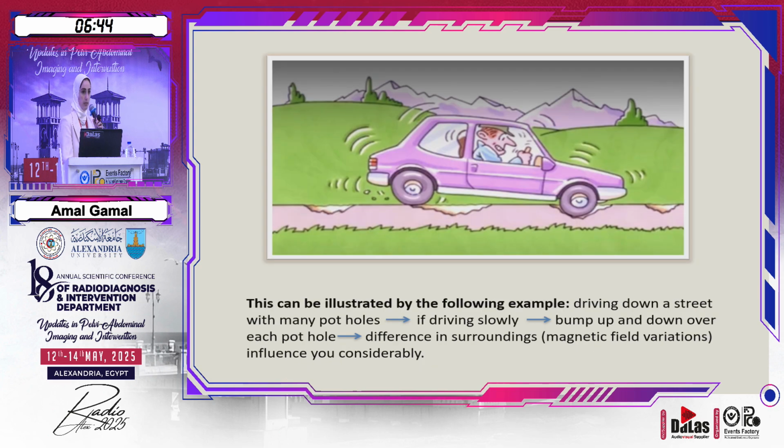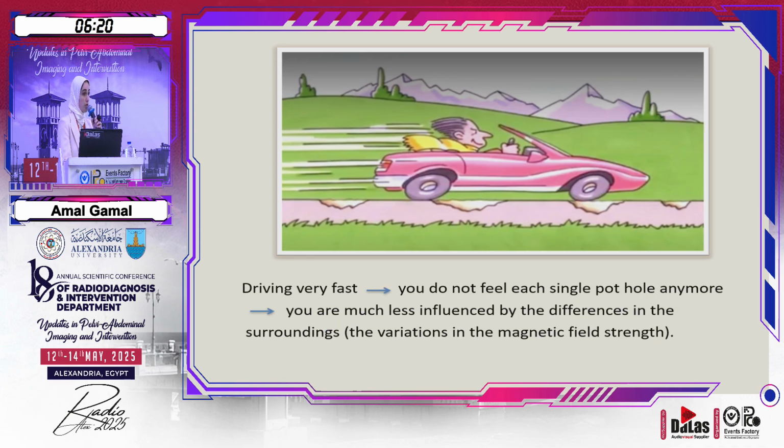This can be illustrated by this example. Imagine that you drive your car down a street that contains so many potholes. If you drive slowly, you will feel each pothole separately, and the car will bump up and down over each pothole. So you will be influenced by the surroundings, which is the potholes, and we mean by it the magnetic field variations. But if you drive very fast, you will not feel these potholes anymore. These potholes will not affect you before you come out of these potholes to the normal street. And thus, you are much less influenced by the differences in the surroundings, and all these processes influence how your MRI image will finally look.